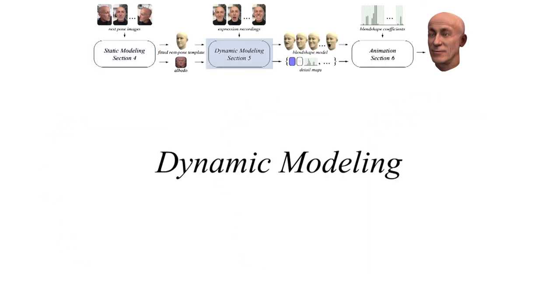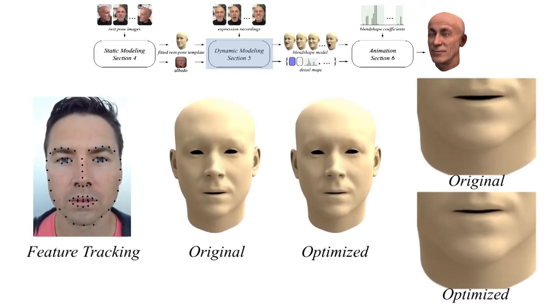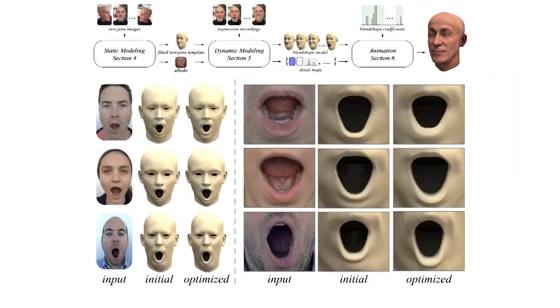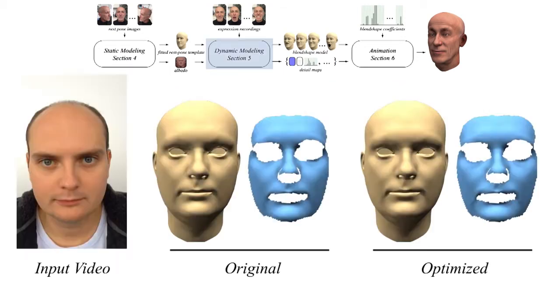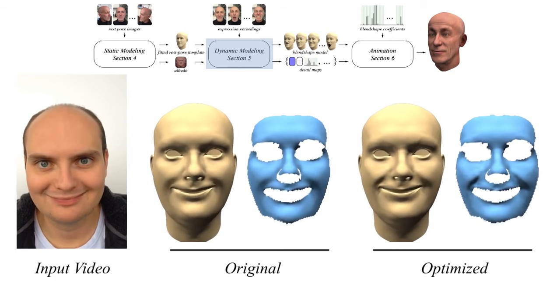The goal of the dynamic modeling phase is to complete the face rig by reconstructing user-specific blend shapes as well as dynamic normal and ambient occlusion maps. In this sequence, we show how the initial blend shape model obtained with deformation transfer is adapted to match the user's open mouth expression. We further improve the accuracy of the blend shapes using a 3D refinement step.